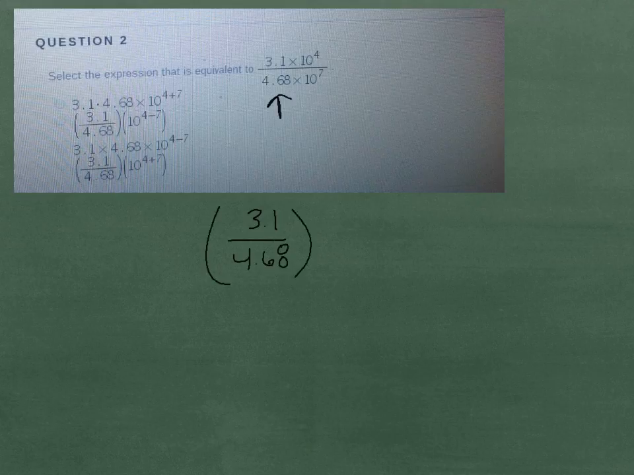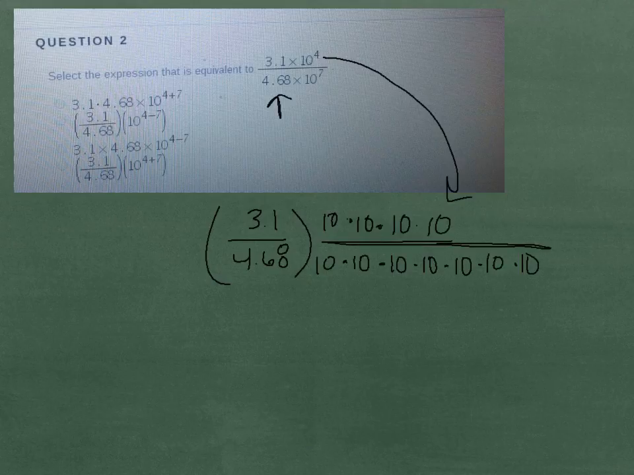And then for the exponents, I'm going to draw a picture just to help you understand. On the top, you have 10 to the 4th. So that means you have 4 tens. You could draw it out like this. 10 times 10 times 10 times 10. There's 4 of them. On the bottom you have 7. This is going to take me a little while. And so I drew 7 of them on the bottom.